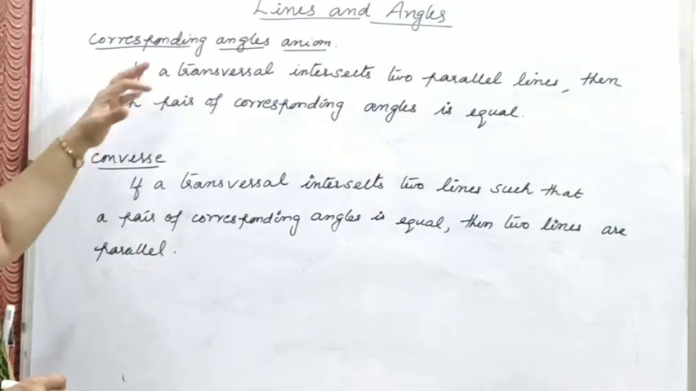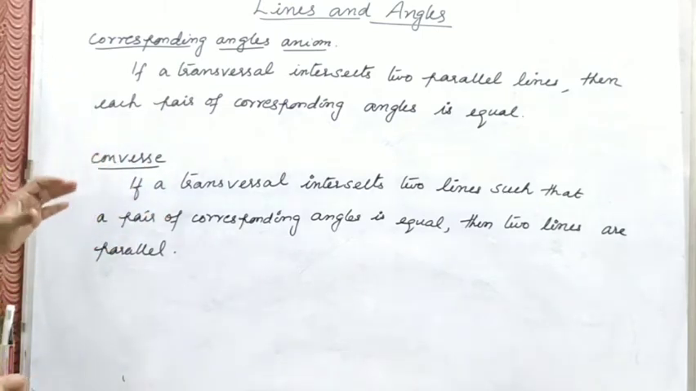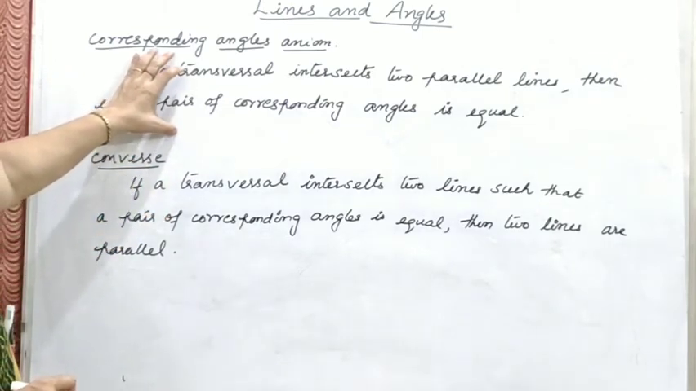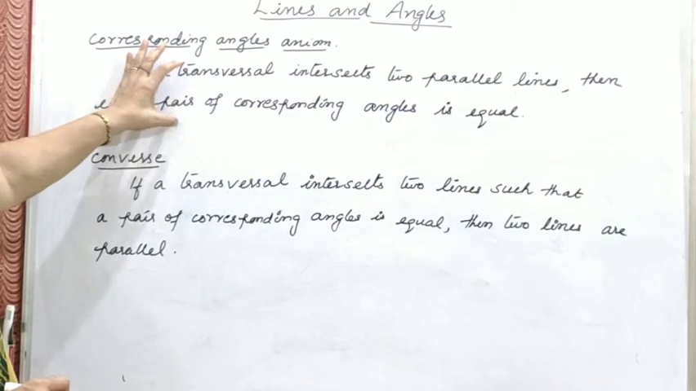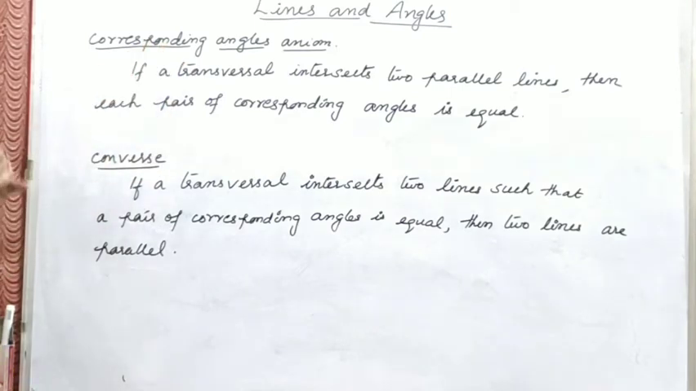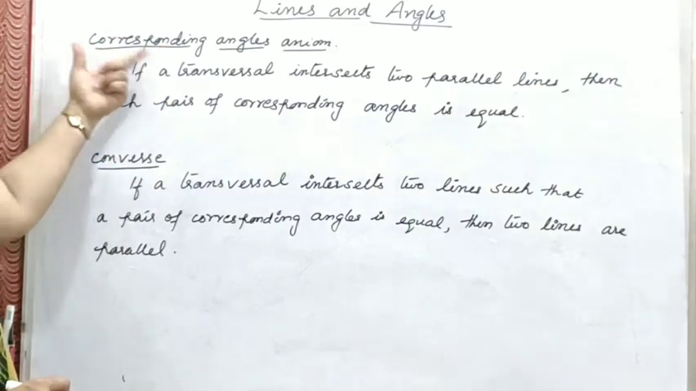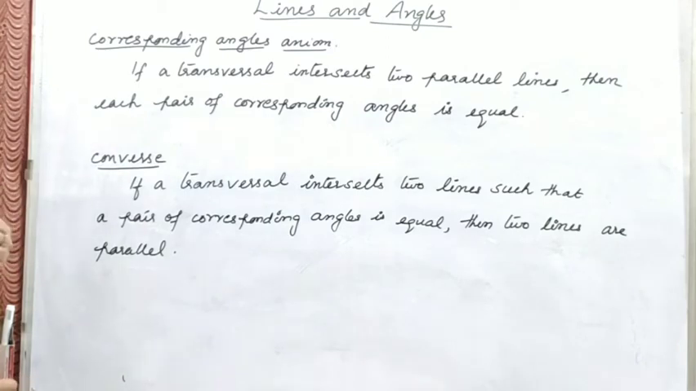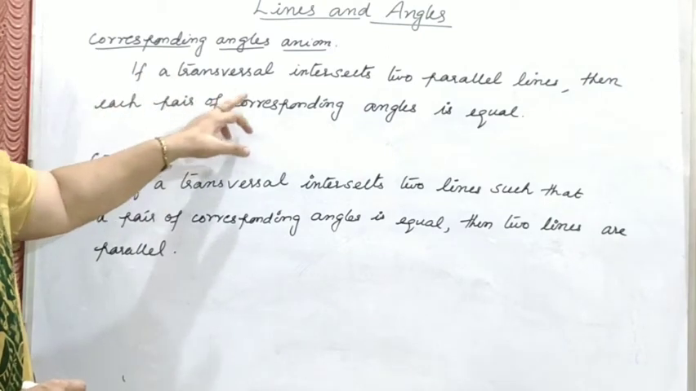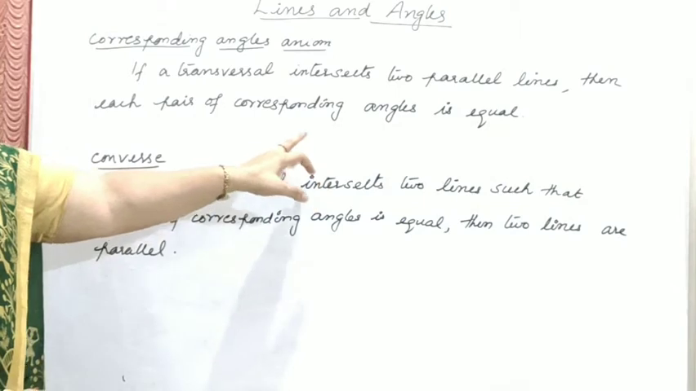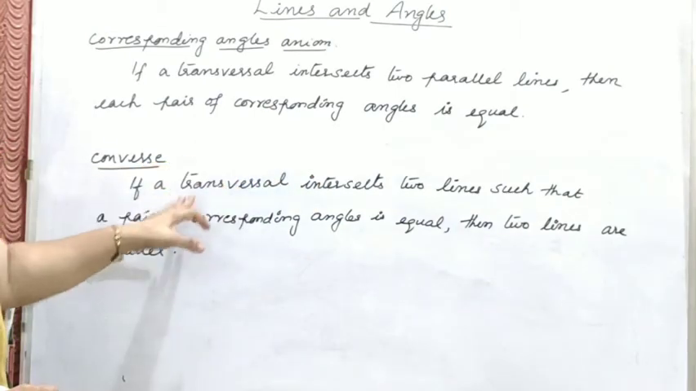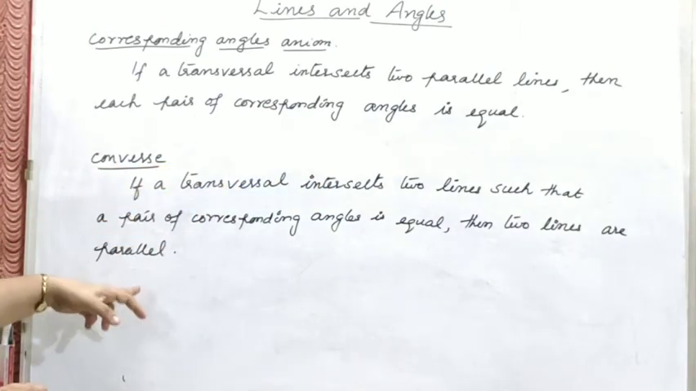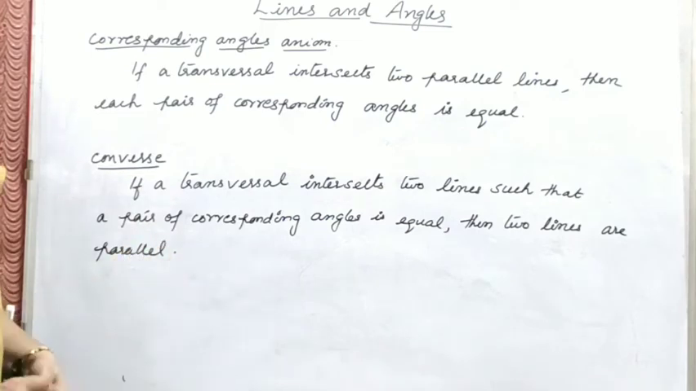What is this one? This is called the corresponding angles axiom. This single statement itself is called the corresponding angles axiom, and the converse is not called the corresponding angles axiom; we call it the converse of the corresponding angles axiom. So what is the corresponding angles axiom? If a transversal intersects two parallel lines, the corresponding angles are equal. What is the converse? If the corresponding angles are equal, then the two lines are parallel.